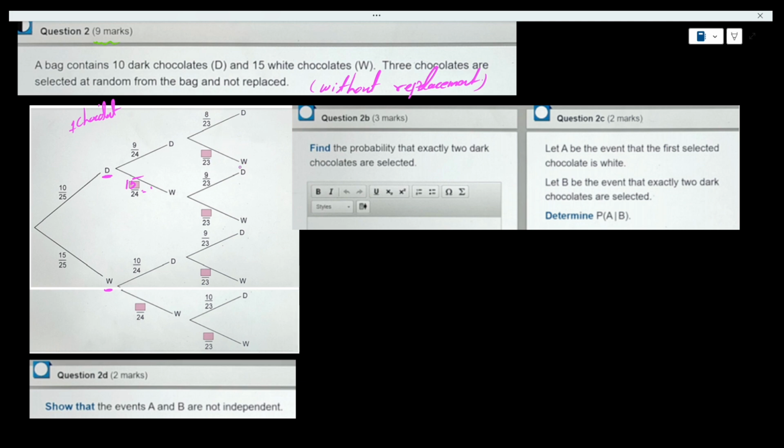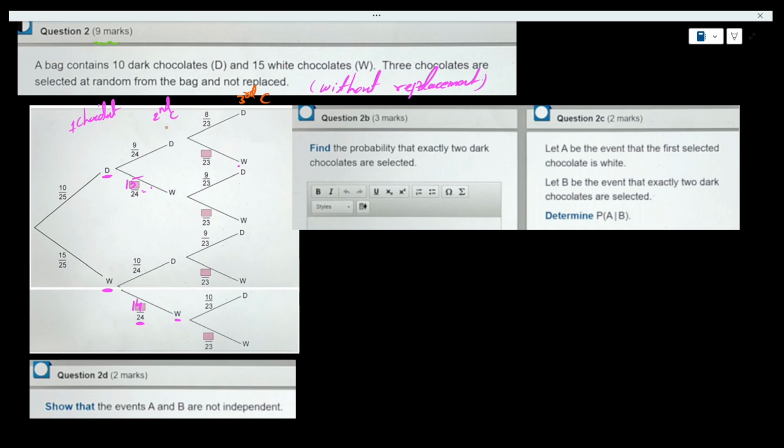Now for the second one, we need to find out where the first draw was white and the second draw is also white. The first draw was white, so it was 15 by 24. Now the total number of chocolates reduced to 24, and because you have taken a white chocolate out, it will become 14 by 24. So your first column is done. This is for the second chocolate draw, right? What are going to be the total outcomes? So you are just doing the sample space. Now this is for the third chocolate draw. What is going to be the missing probability?